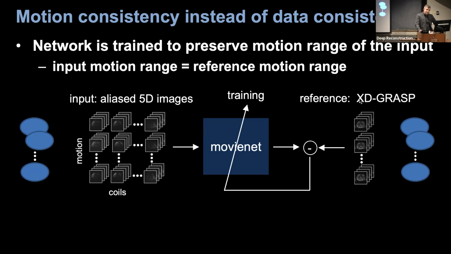The reference for training is going to be the iterative SD-GRASP or compressed sensing results. And we sort the data in a particular way. So, let's say for respiratory motion, we're going from end expiration to end inspiration. And the reference for training is also reconstructed in that way. So in other words, the input motion range is preserved by the network and actually determined by the input.